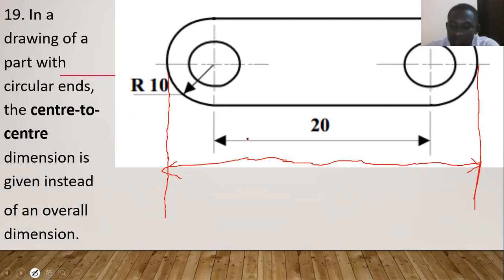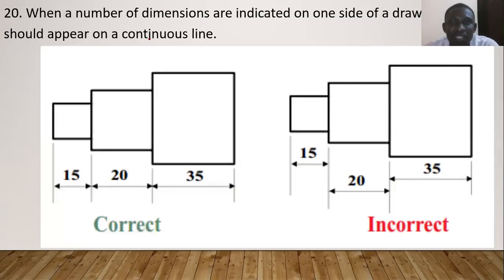Next, when a number of dimensions are indicated on one side of a drawing, they should appear on a continuous line. Now all these dimensions are at the bottom part of the drawing being shown. All these dimensions, 10, 20, 15, are shown at the bottom part of this stepped rod, or stepped shaft, or stepped cylinder.